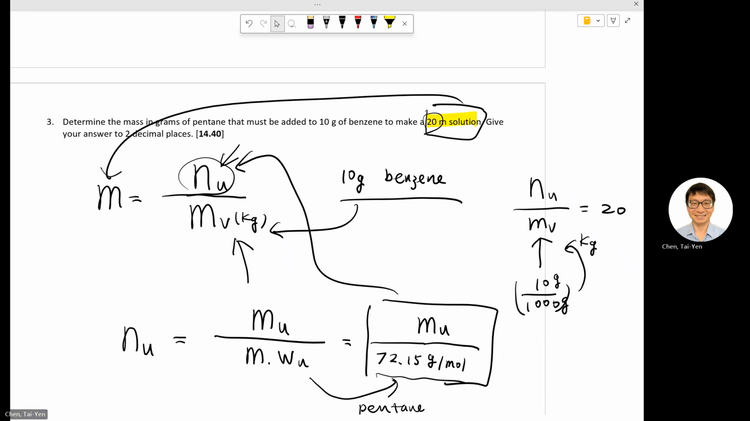But my feeling is that they intentionally test whether you can read the sentence and figure out who is the solvent and who is the solute. Does that answer your question? Okay, good. Any other questions?